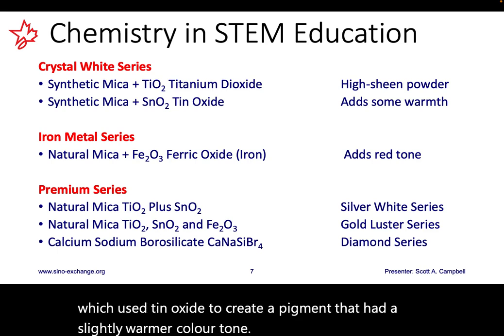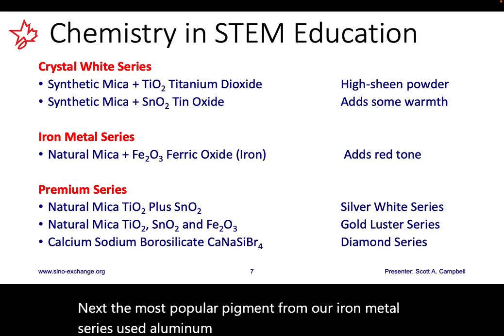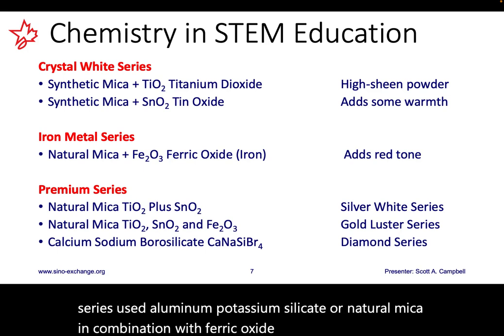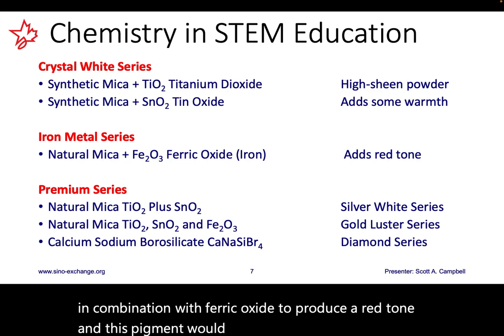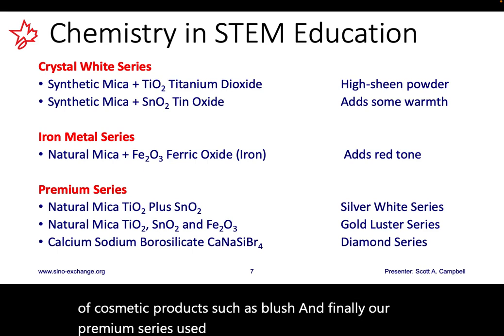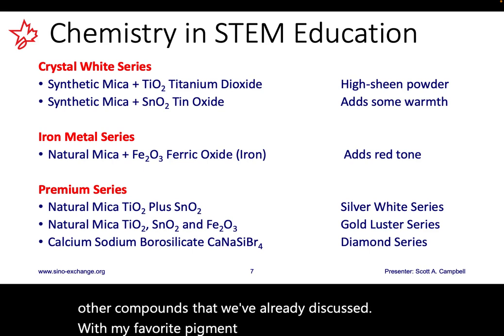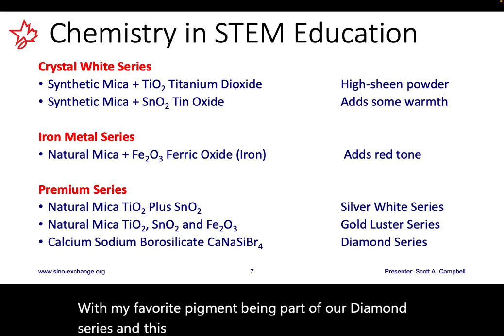Next, the most popular pigment from our iron metal series used aluminum potassium silicate, or natural mica, in combination with ferric oxide to produce a red tone. And this pigment would be used a lot in the production of cosmetic products such as blush. And finally, our premium series used natural mica in combination with other compounds that we've already discussed, with my favorite pigment being part of our diamond series, and this actually used calcium sodium borosilicate.